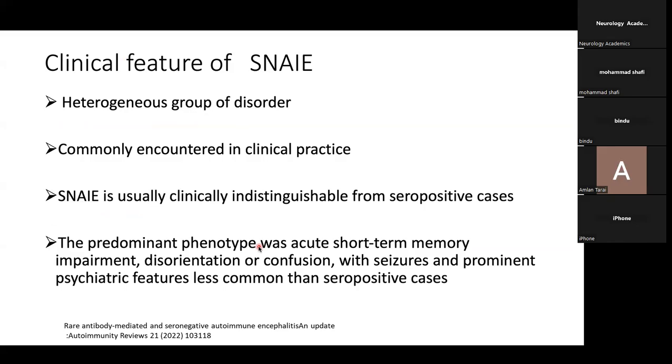Now come to the clinical features of seronegative autoimmune encephalitis. It is a heterogeneous group of disorders commonly encountered in clinical practice. Seronegative autoimmune encephalitis is clinically indistinguishable from seropositive cases. The predominant phenotype is acute short-term memory impairment, disorientation or confusion, and seizure, and prominent psychiatric features are less common than in seropositive cases.